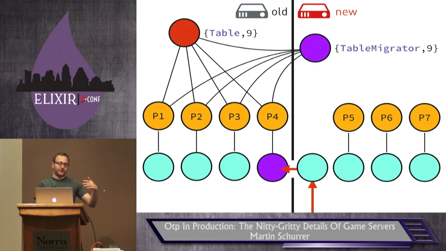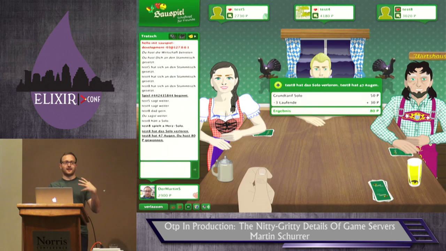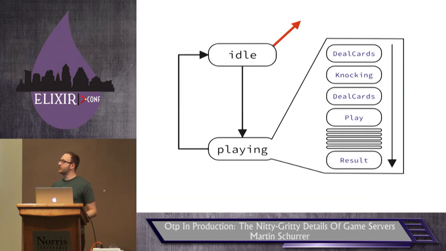So back to the running game. Let's forget about players 5 to 7. And suppose table number 9 now has finished their game. It's in the result stage. It displays some player has won message. And usually, it now would transition back to idle. It would check there are still 4 people sitting at the table. If so, just restart the game. But because it knows it's going to be migrated, it doesn't do that.